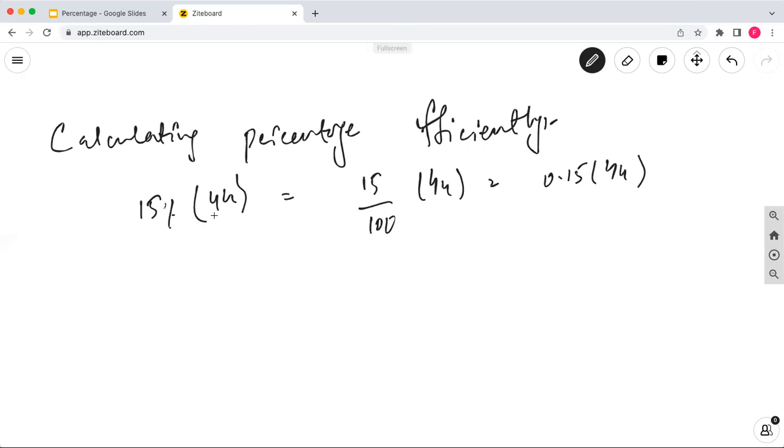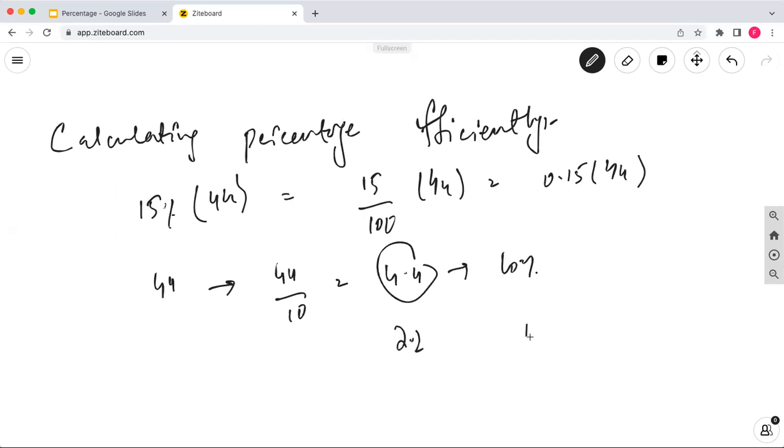For example, if we have 44, what is 10% of 44? If we divide that number by 10, that will be 10%. 44 by 10 is 4.4. This is 10%. And if I know the 10%, I can also know the 5%, that is half of this, which will be 2.2. So what is 15%? That is 4.4 plus 2.2, which will be 6.6, right?